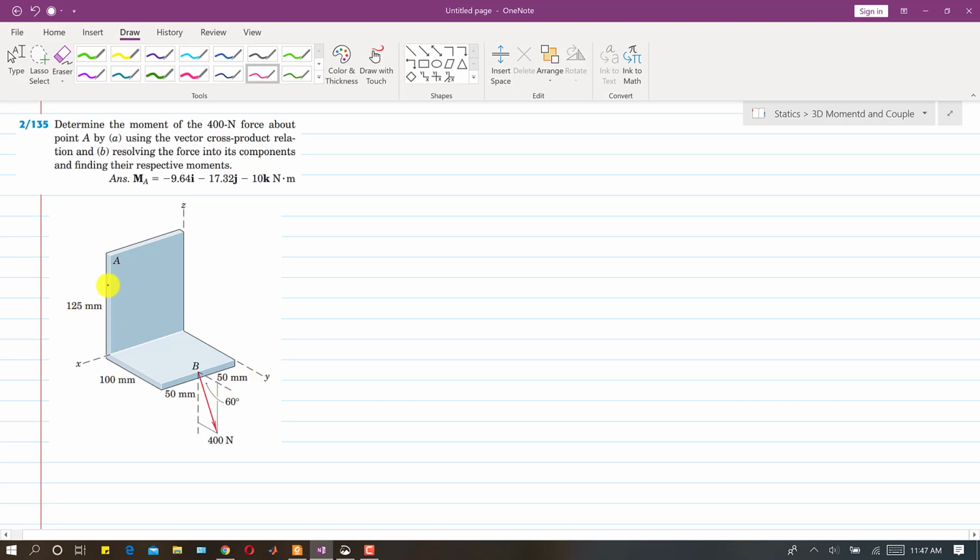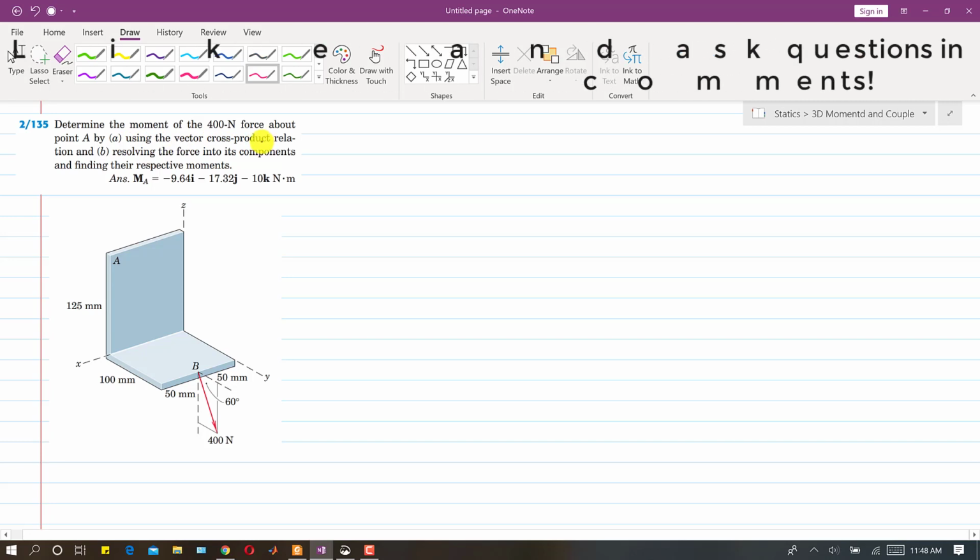This is the height of this plate, 125, and this is 100 mm. All these dimensions are given. In this problem it is said to find the moment by using two methods. The first method is using the vector cross product relation, and the second method is resolving the force into its components and finding their respective moments. So we will use these two methods to find the moment about A.